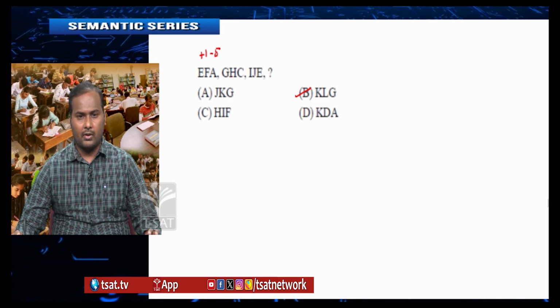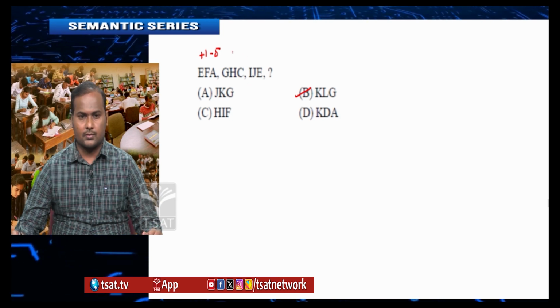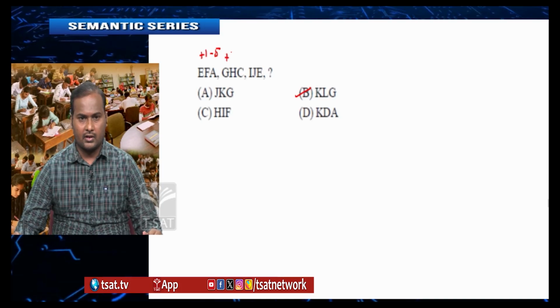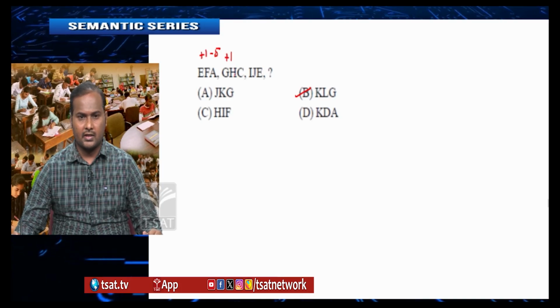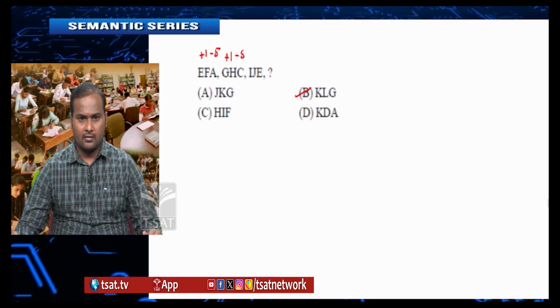If all the remaining also follow plus 1 minus 5, then we will check from the options. For example, G to H, G is 7, H is 8. It is also increasing by 1. Here H is 8, C is 3. So, 8 minus 3, it is also decreasing by 5.